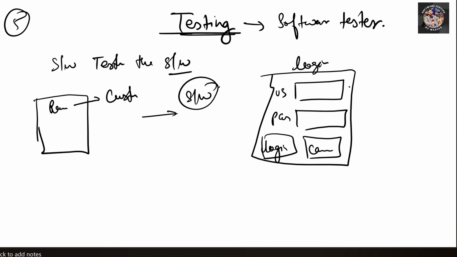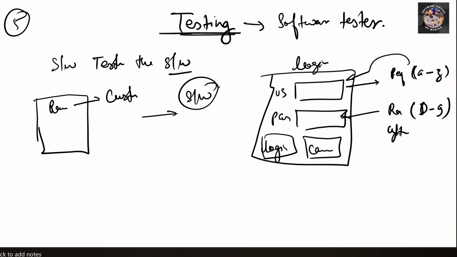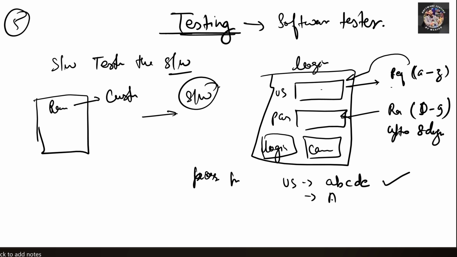In the requirement it is given that user ID should be A to Z only, meaning only alphabets should be kept in this, and in password only numbers should be there, up to 8 digits. So the software tester will test all possible values, like in user ID he will use A B C D E, then it should work. If he tries to put A B C D E F, it should work.